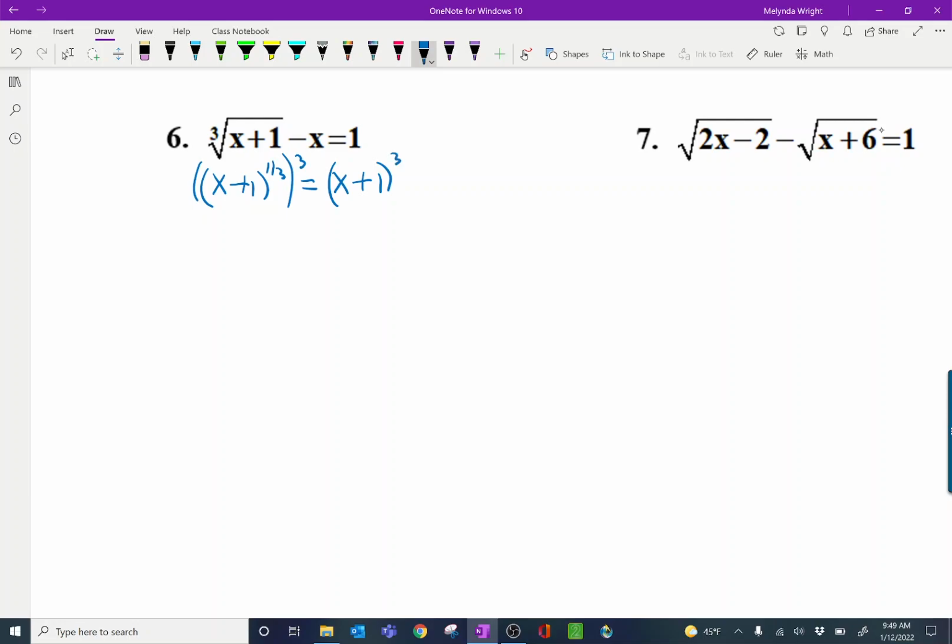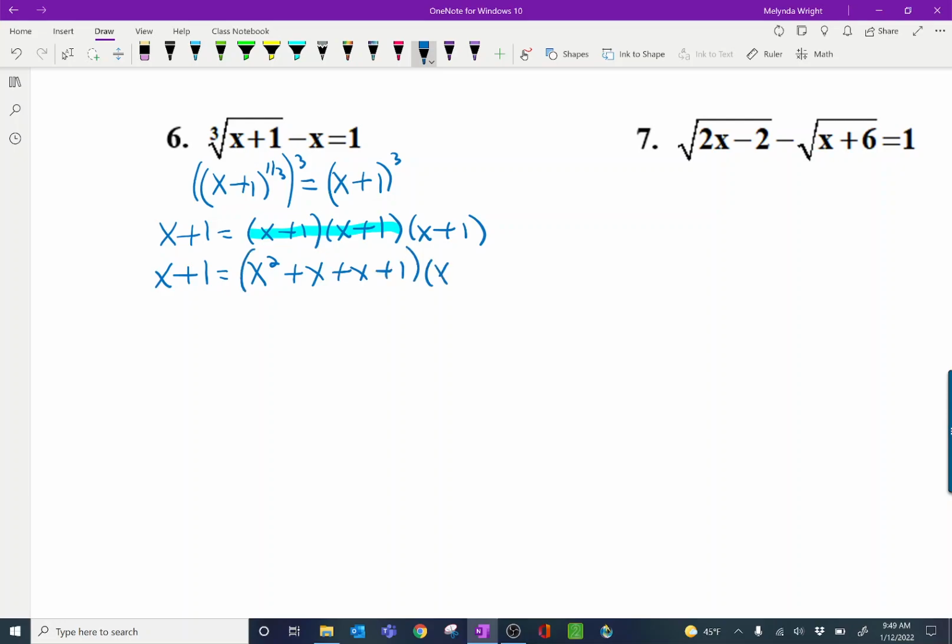And I have x plus 1 equals, oh yes, you are right. I'm going to have to multiply all those little guys out. I have 3 of them. Ooh, that looks like fun. Okay, we can do this. So x plus 1 equals, I'm going to work on these first two, multiplying them together first. So foiling, right? X times x is x squared. X times 1 is x. 1 times x is x. 1 times 1 is 1. Now we're going to multiply by x plus 1.